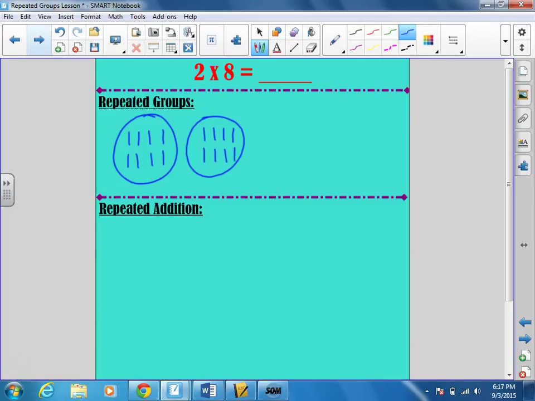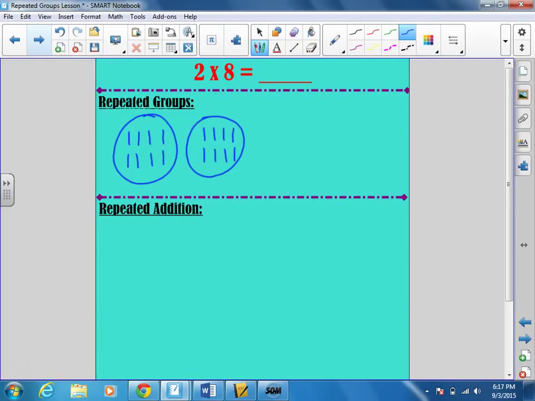pieces inside. When children are drawing a repeated group model, I typically have them make the circles large enough that they can put in the appropriate amount of tallies on the inside, and I try to have them create their repeated groups clean and neat so that they don't mix themselves up.